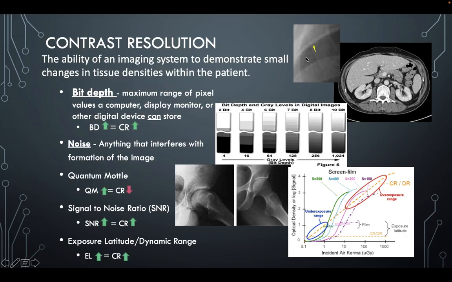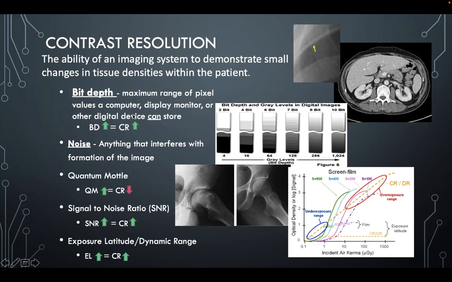However, what I am demonstrating in this slide is that I can tell the difference in density. I have different shades of gray from here to here, from here to here, from here to there. This is in the chest, so this is looking at ribs overlying each other and overlying the lung. So I can distinguish densities that are adjacent to each other. Bit depth is the maximum range of pixel values our computer or our monitor can display.